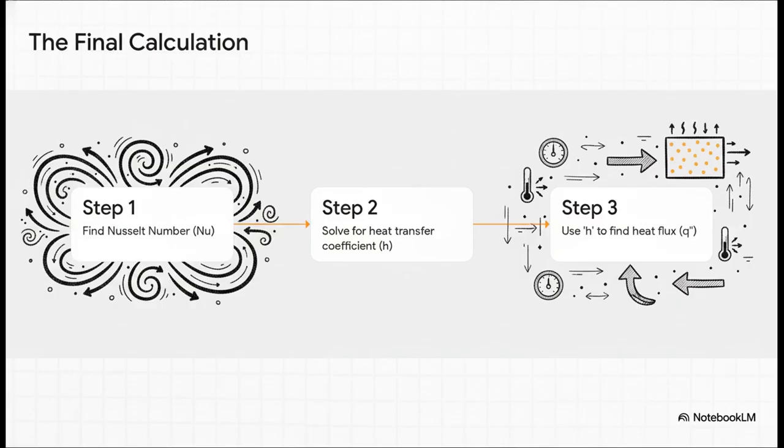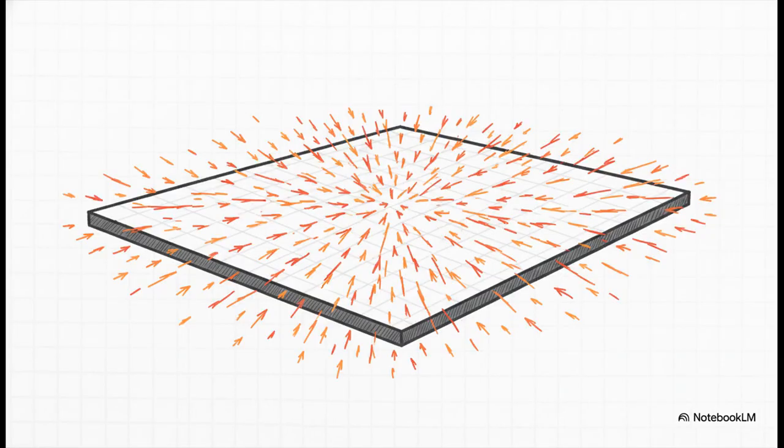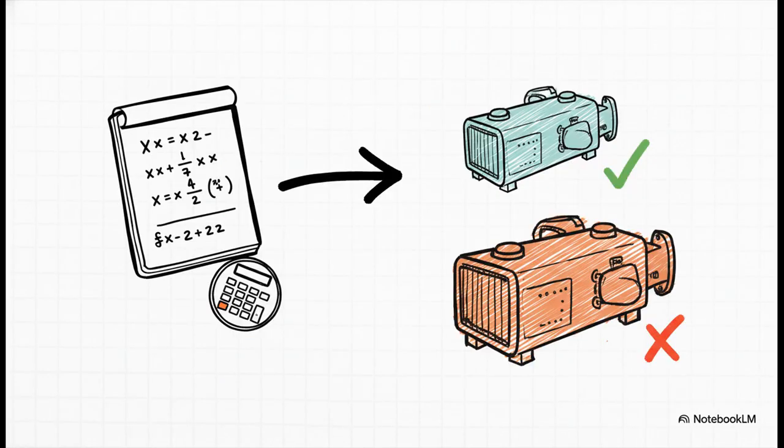Great. So, why do we care about that? Because it lets us find the heat transfer coefficient, h. And that coefficient gets us the heat flux, a make-or-break parameter for the exchanger design. So why do we do all this math? Because this one calculation directly impacts the physical hardware.